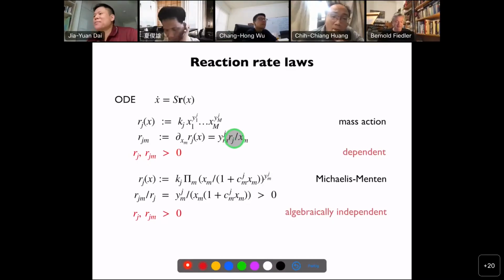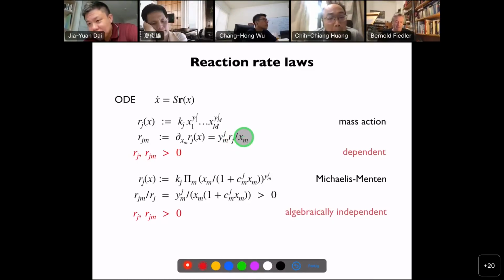Rjm here is Rj times a stoichiometric coefficient, divided by a concentration. But remember, you have J and M as variables in the partial derivatives, and you have only an XM here. So this means there is a hidden relation between the Rj and the partial derivatives.